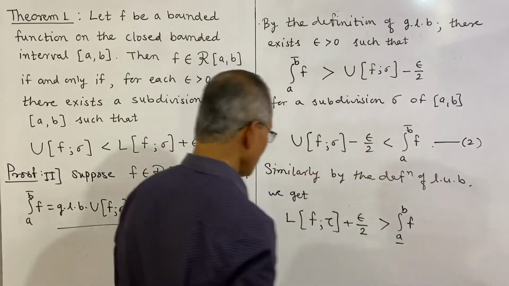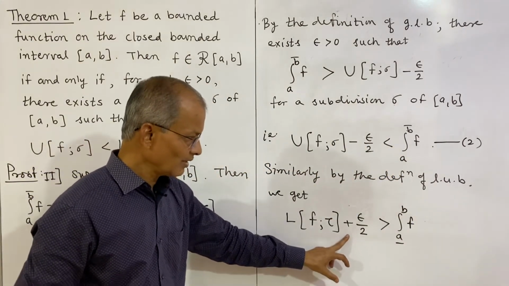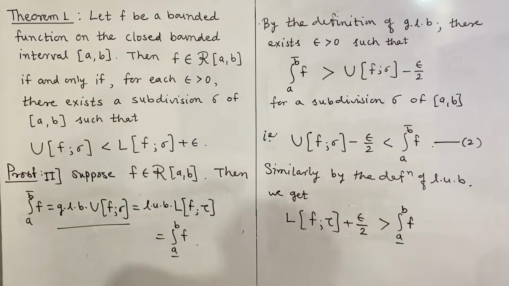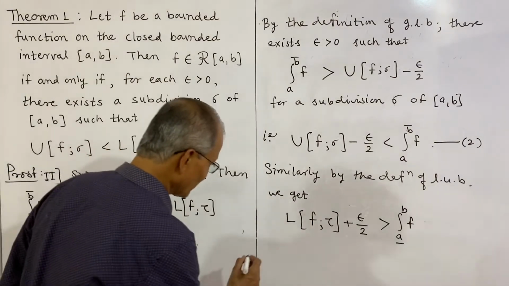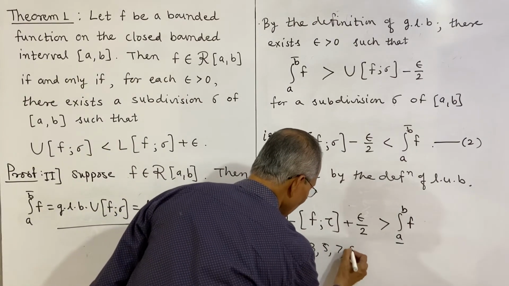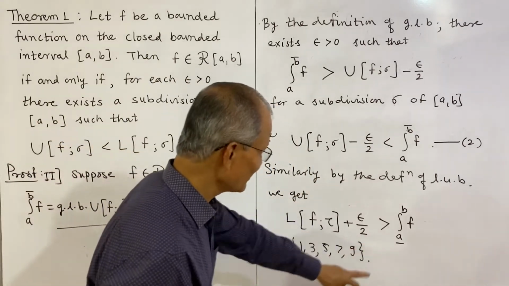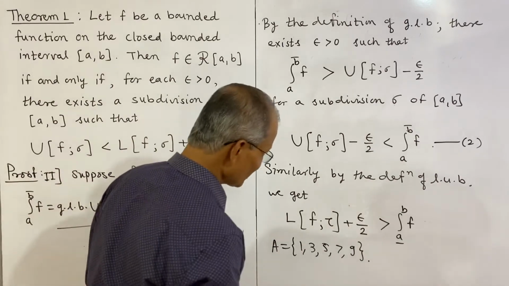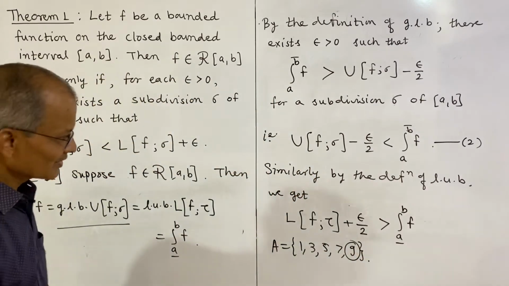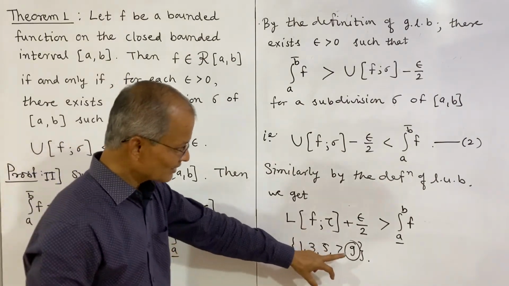Of f, lower sum plus a quantity epsilon by 2 will be greater than the lower integral a to b, and that can be verified by taking the example A as 1, 3, 5, 7, 9. Now what is the lower integral here? Lower integral is the LUB, that means 9, and you can consider any sum, which is considered as 9.